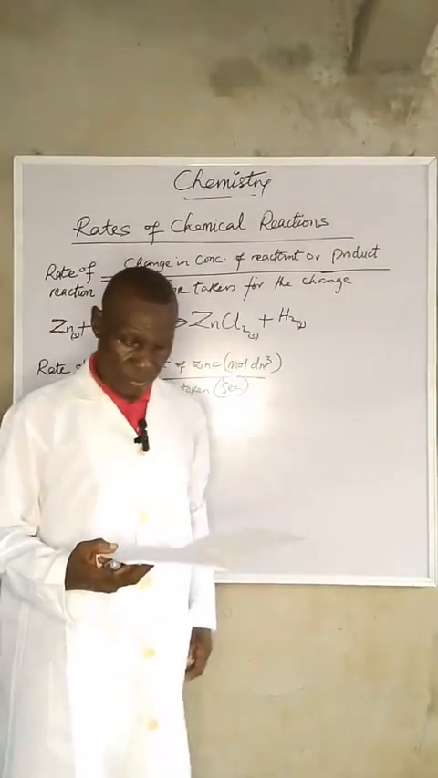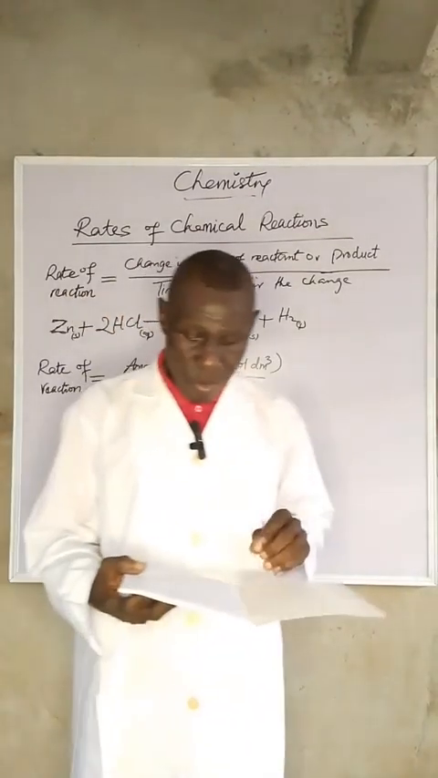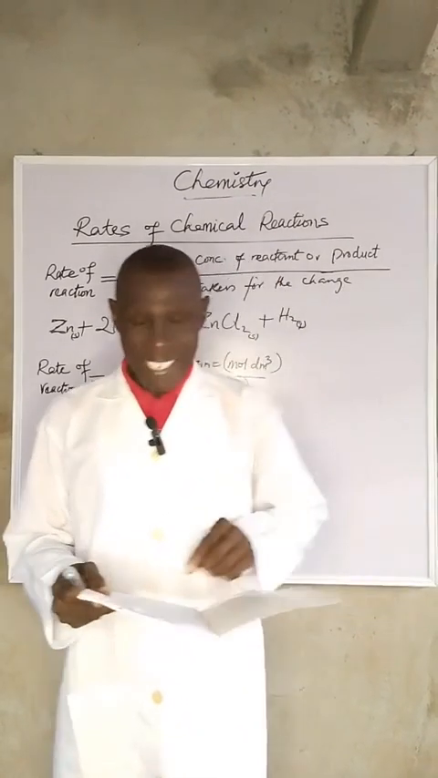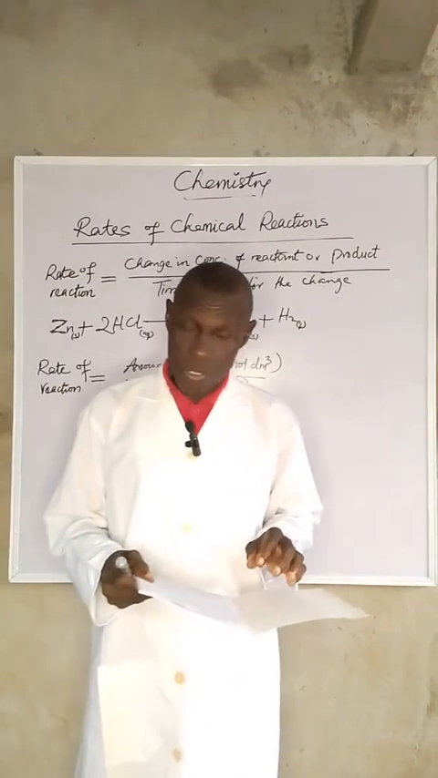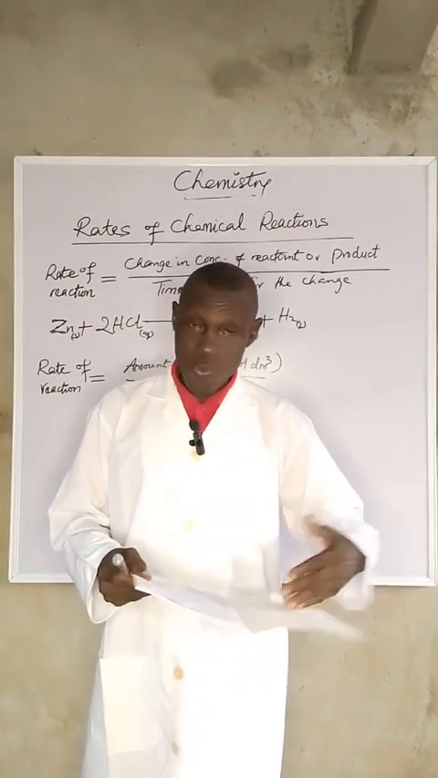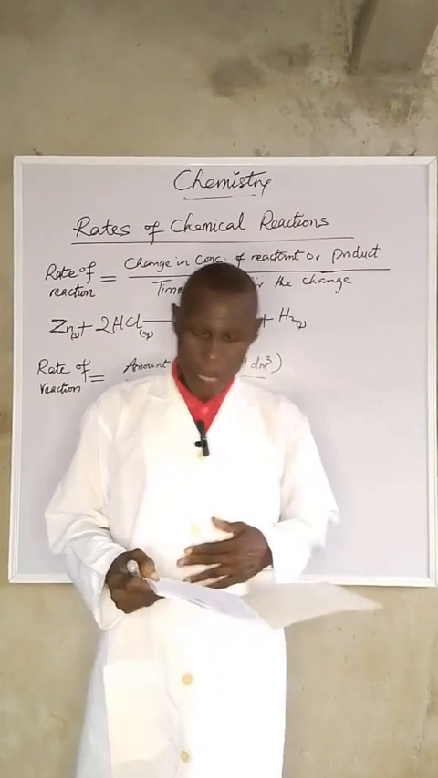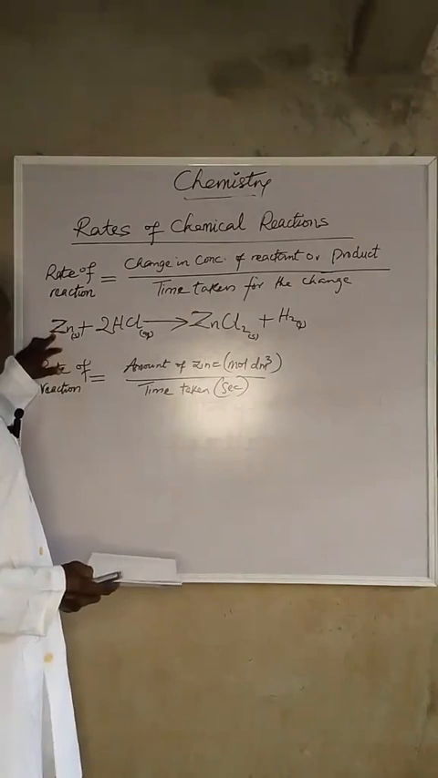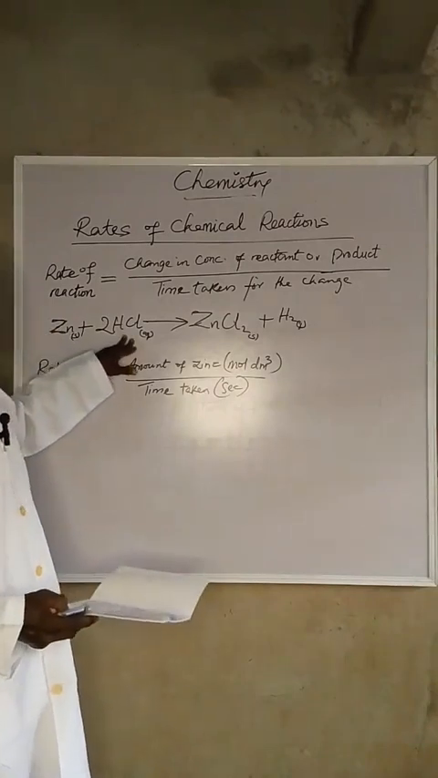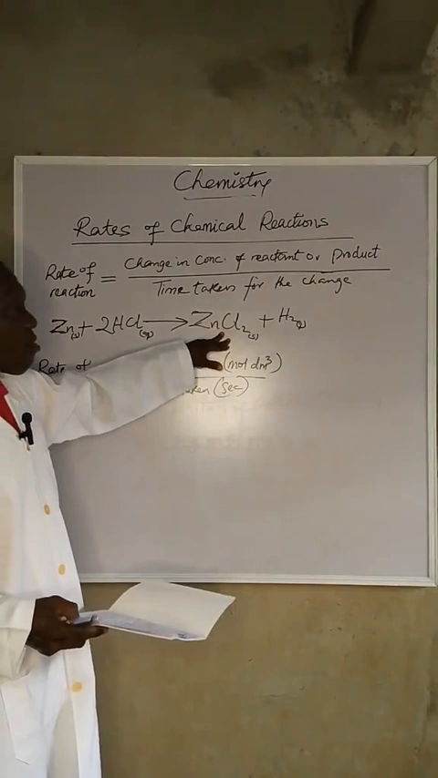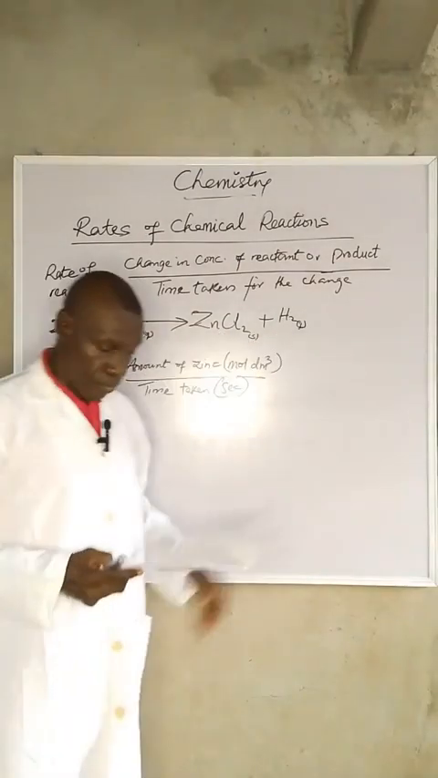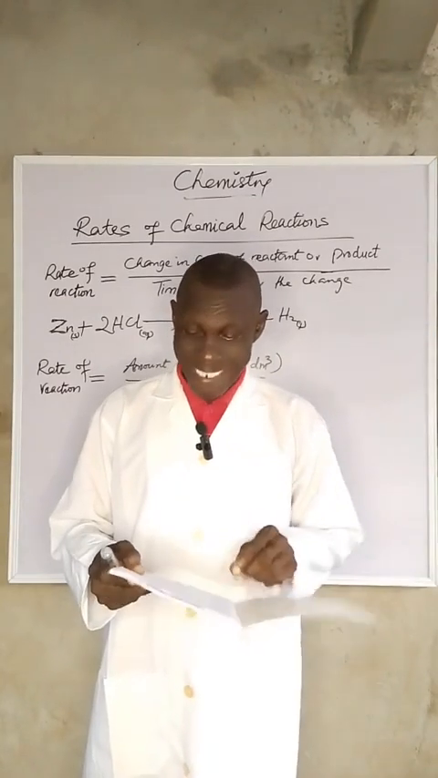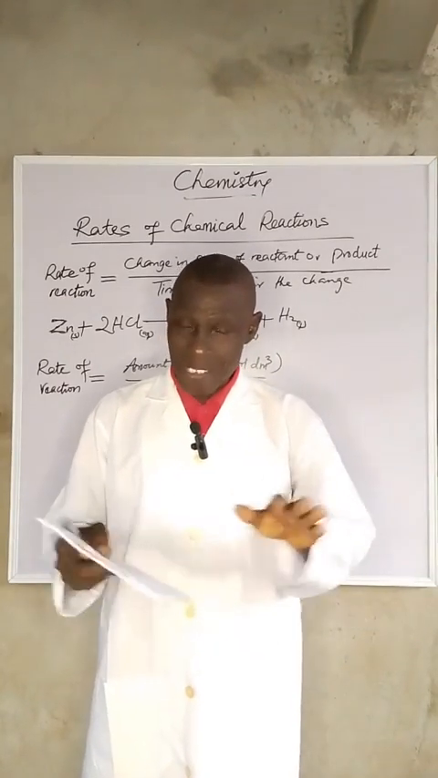So, the rate of a chemical reaction tells us how quickly a chemical reaction occurs. That means the speed with which a chemical reaction occurs. So, in a reaction like, for example, zinc reacting with hydrochloric acid to produce zinc chloride and hydrogen gas given off, we can measure the speed or the rate of the reaction by three parameters.